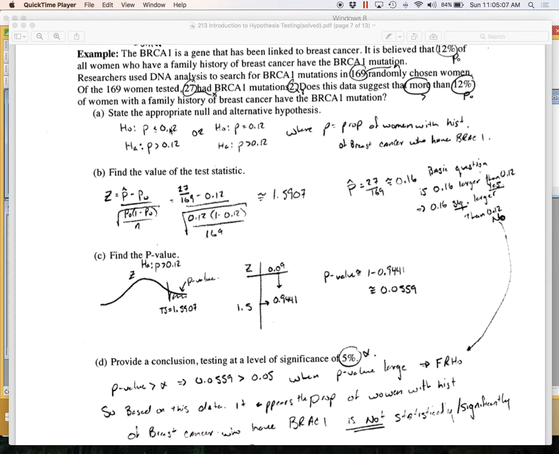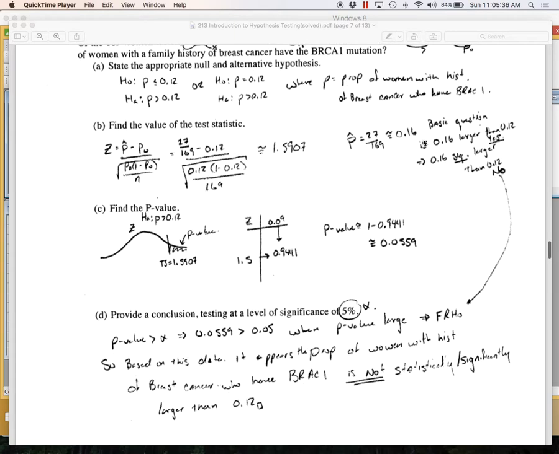Setting up the hypothesis is the first and most important part. The null hypothesis is that the proportion is less than or equal to 0.12. The alternative, that proportion is greater than 0.12. How do I know it's greater? This says more, not more than or equal to. There is no equal sign here. It's just strictly greater. Because there's no equal sign, I know this is the sign in the alternative. There it is. So what is P again? Proportion of women with history of breast cancer who have this gene.